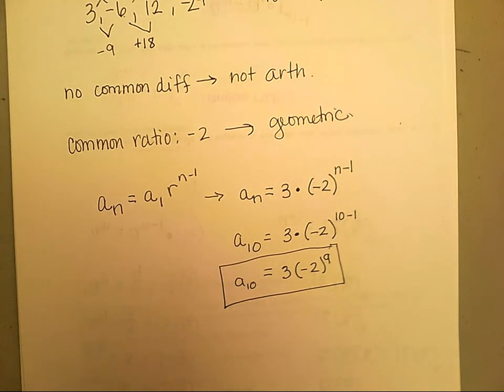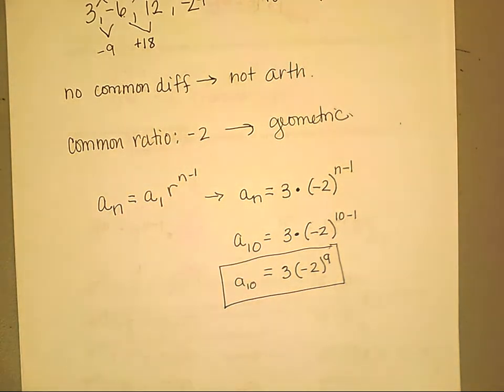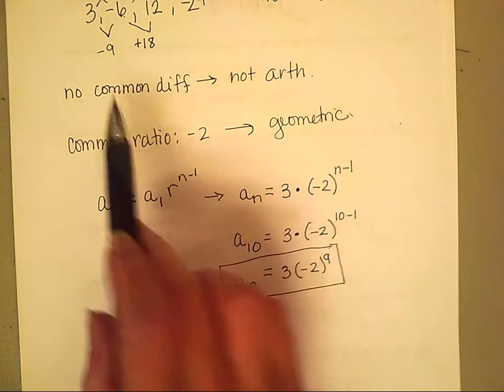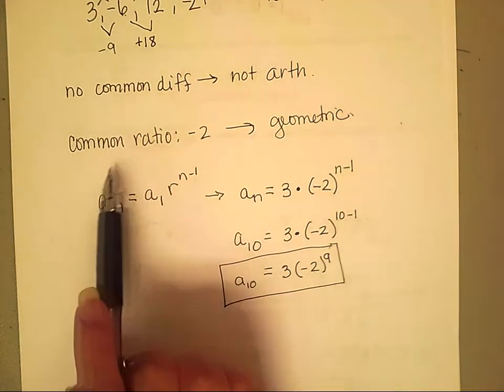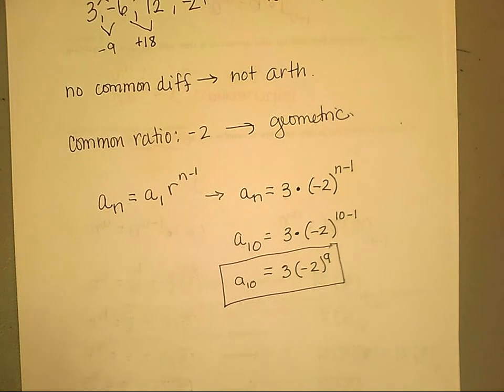So that's really all that distinguishes the arithmetic and the geometric. If there's a common difference, then it's arithmetic, and if there's a common ratio, it's geometric. And then we can just use our generating functions to figure out what our 10th terms would be, or whatever terms.